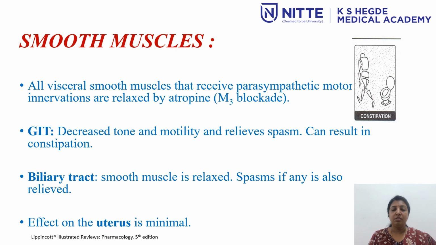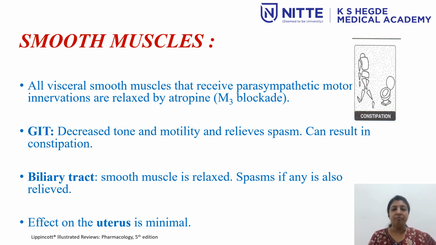On the smooth muscle, all visceral smooth muscles that receive the parasympathetic motor innervation are relaxed by atropine, that is by M3 blockade. M3 receptors are primarily present in the visceral smooth muscles. So by blocking the M3 receptor, there is relaxation of the smooth muscle. We'll see this in different organs.